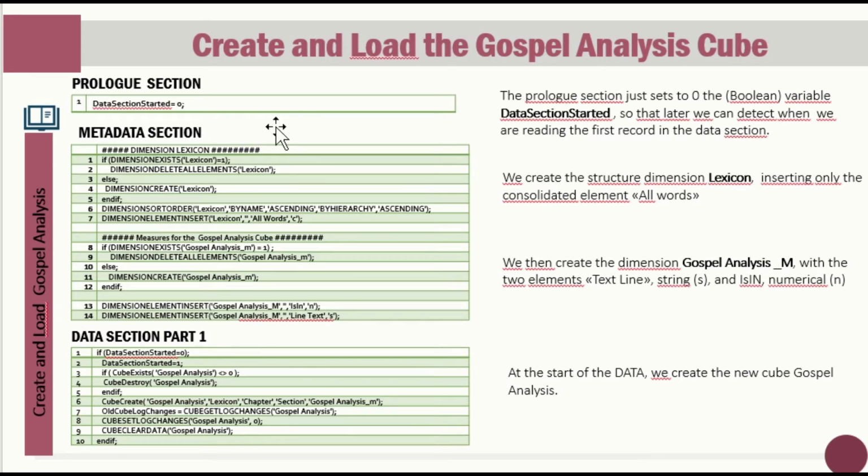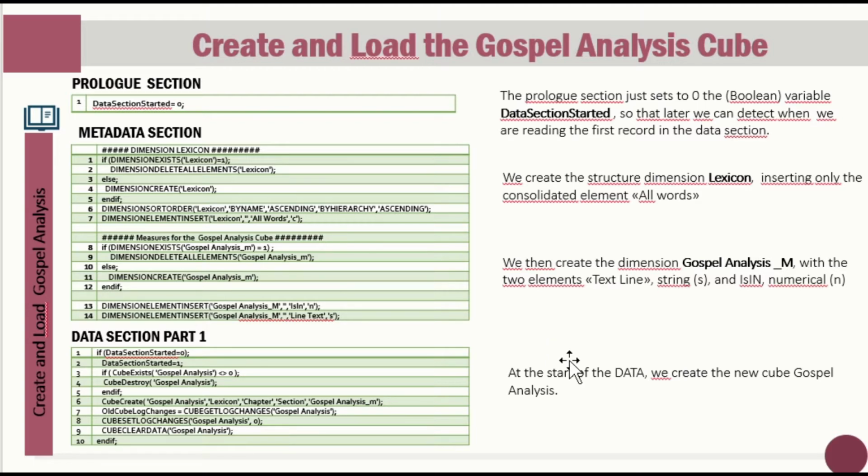The difference is that we have to know if we are reading the first record in the data section for later use. So in the prologue section we just set a variable data section started to 0. Then in the metadata section, just as before, we create the structure dimension lexicon, and as before we just insert one element which is called all words, a consolidated element. Then the gospel analysis cube will also contain the two dimensions isIn, numerical, and line text, string.